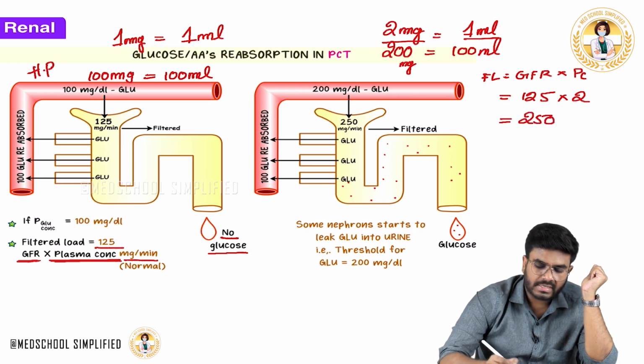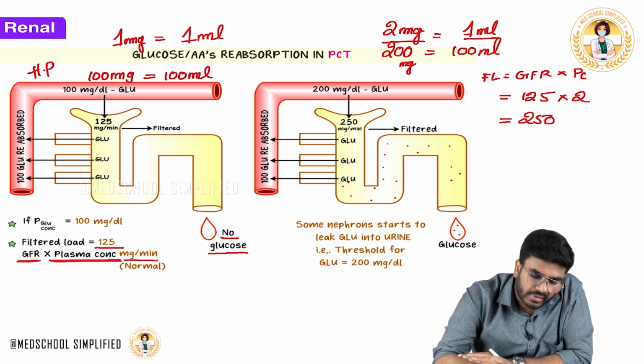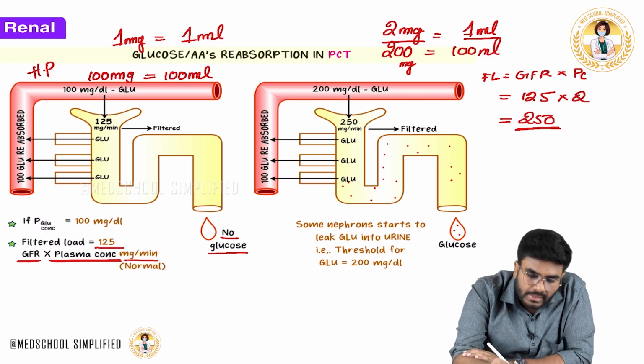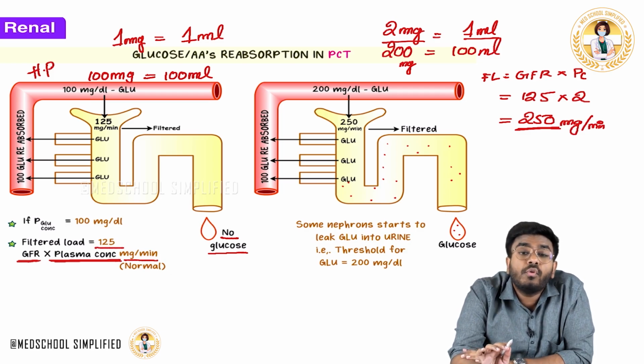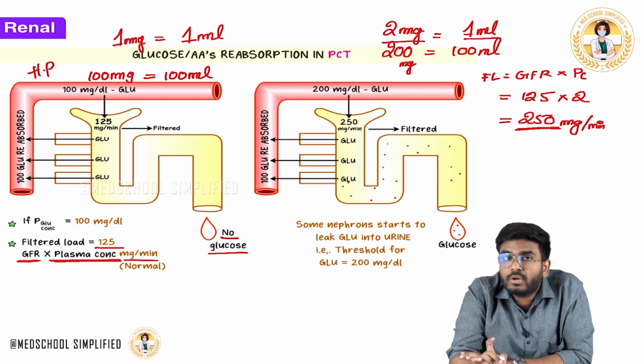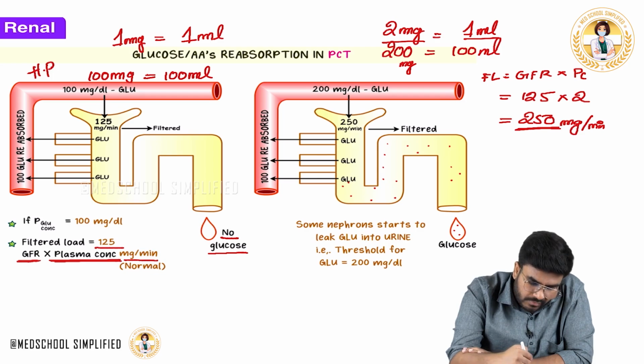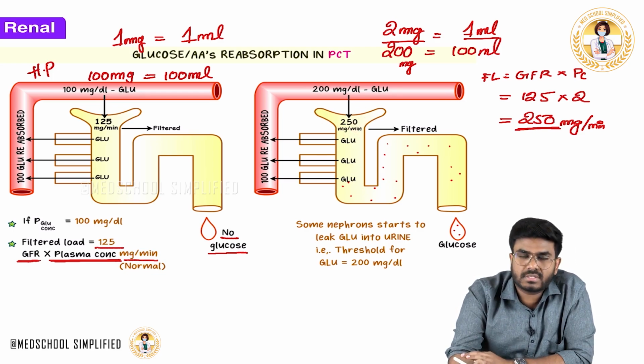250. So now in this condition, what is the filtered load? Now the filtered load is 250 milligram per minute. So every minute 250 milligrams of glucose, instead of 125, is getting filtered. See, 250 milligrams of glucose is getting filtered into the nephrons.